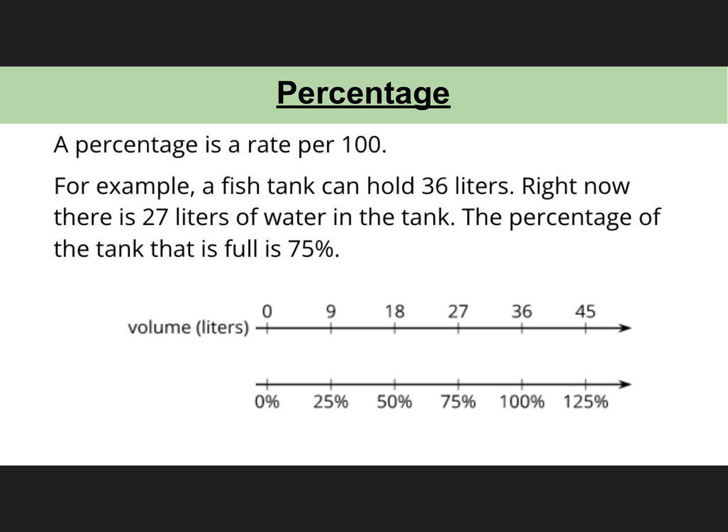So, some vocabulary first. The percentage, per cent, means per 100. For example, if a fish tank can hold 36 liters, so we have a double number line down here. A fish tank can hold 36 liters, which means 100% of the fish tank holds 36 liters. If there's 27 liters, that means that we have a little bit less than 100%. We now have 75% of the fish tank is full.